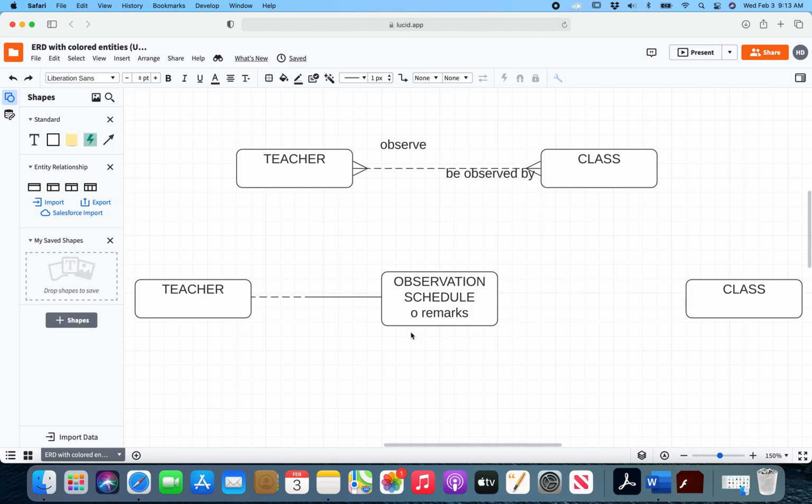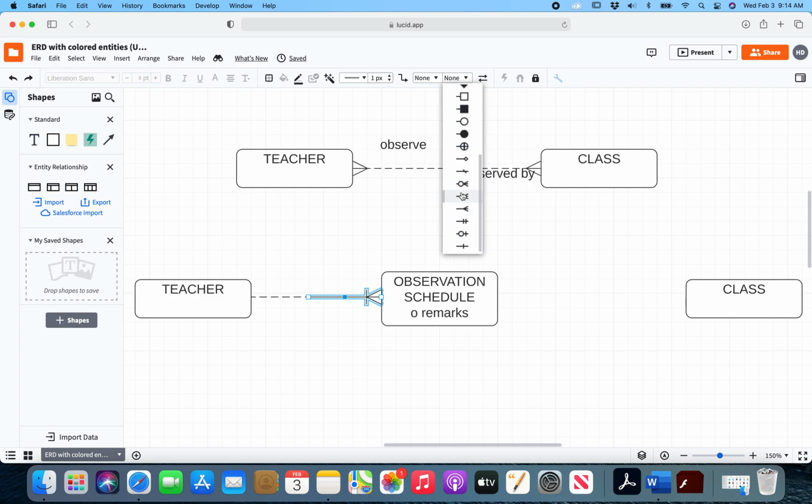Well, if there's a class to be observed, and you need a teacher to observe it, you don't need more than one teacher to observe this class. So the observation schedule must be for one and only one teacher. Going from teacher to observation schedule, a teacher may be on the observation schedule for a class. Well, if we have more classes than we do teachers, some teachers may have to observe more than one class that week. So each teacher may be on one or more observation schedules. So we need to put our crow's foot on here.